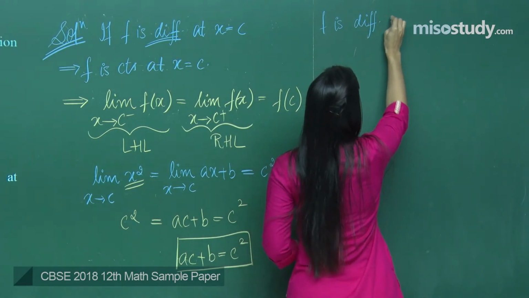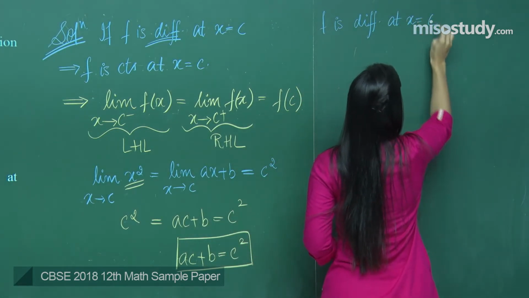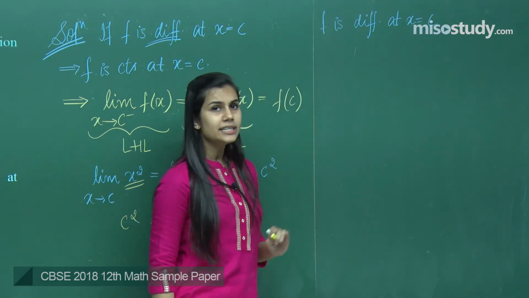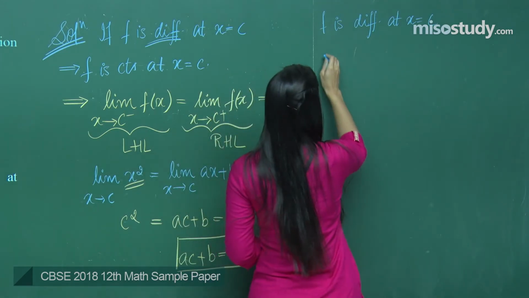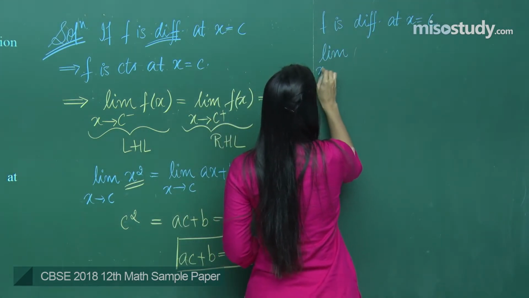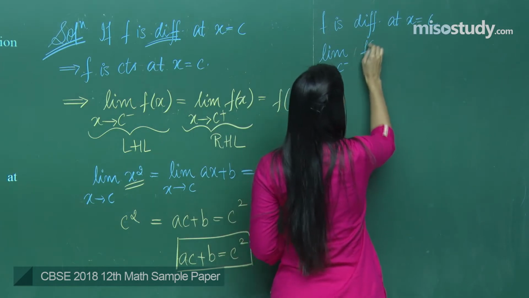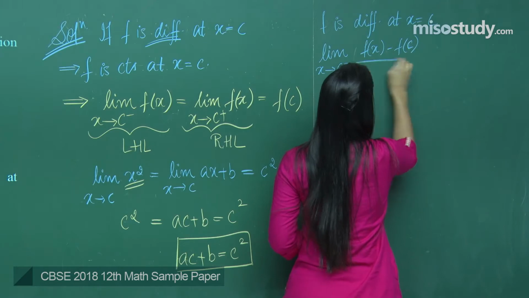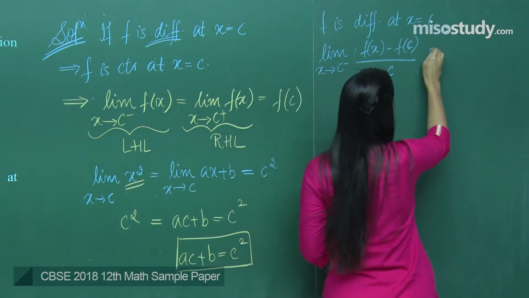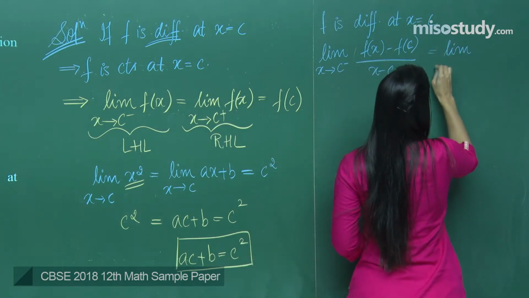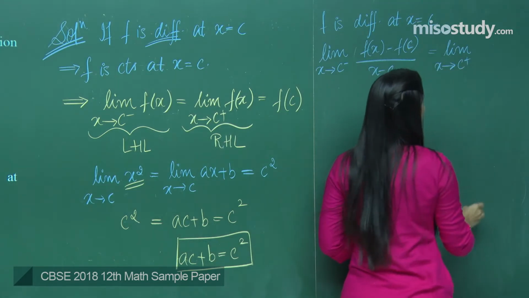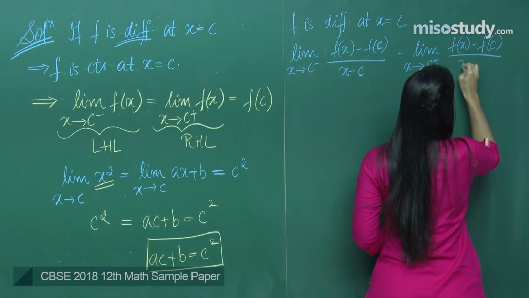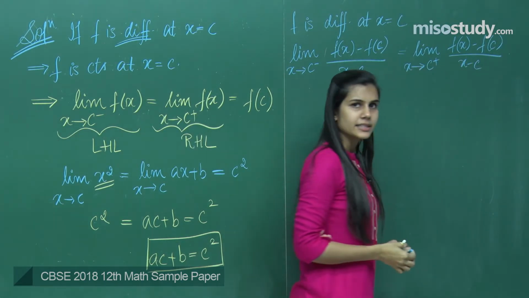F is differentiable at x equals C means the left hand derivative of f at C is equal to the right hand derivative of f at C. So, what is the left hand derivative? Limit x tends to C from the negative, f of x minus f of C upon x minus C. And what is the right hand derivative? Limit x tends to C from the positive, f of x minus f of C upon x minus C.